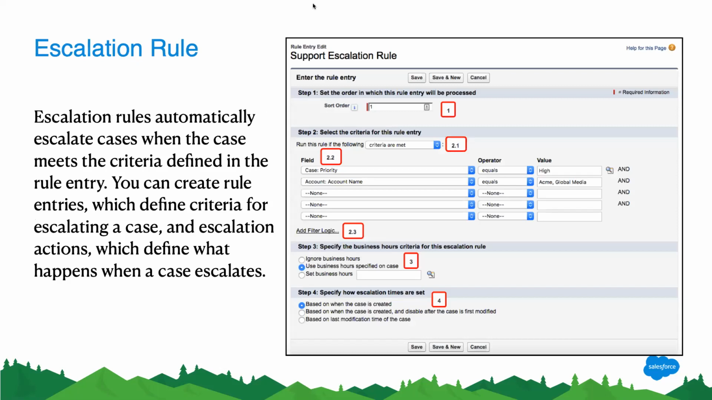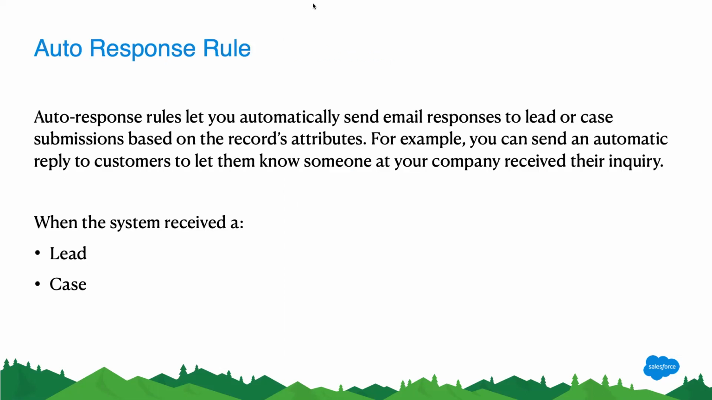The next rule we are going to see is the escalation rule, right? Okay, before going to that, the auto response rule. I think nobody asked me the question. The auto response rule can send email, so why can the workflow rule also send email? What is the difference between the workflow rule and the auto response rule?